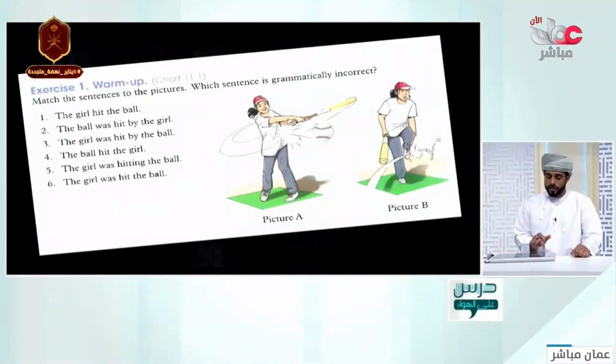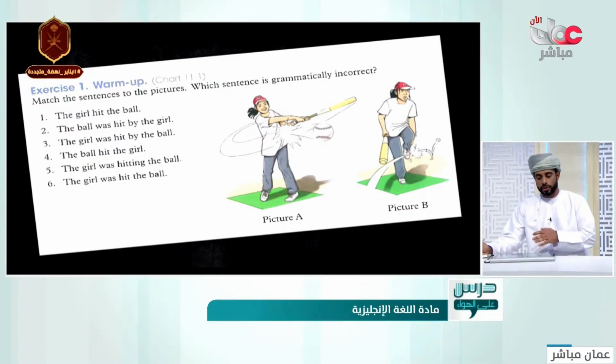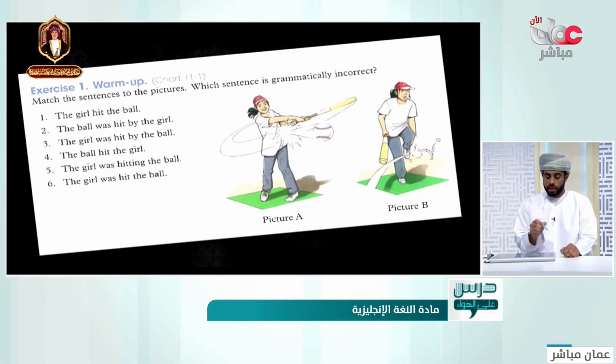Welcome back. Before the break, we were talking about the past simple. Let's move to the past simple passive. Okay, let's have a look at these pictures and sentences in here. Now match these sentences to the right picture. Which one of them is grammatically incorrect? Each of these sentences describes a picture. Let's read them and see which one is describing which. Is it picture A or picture B?